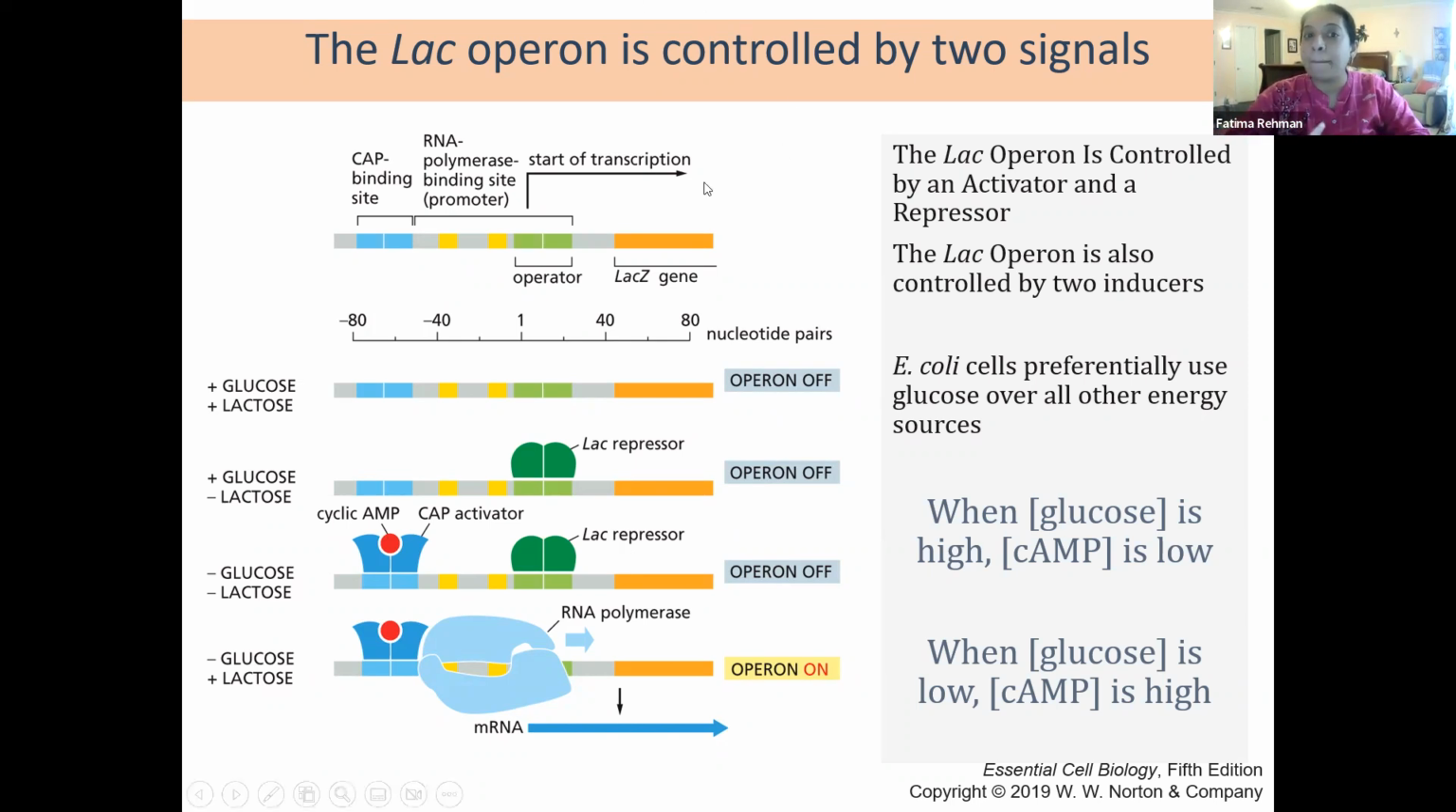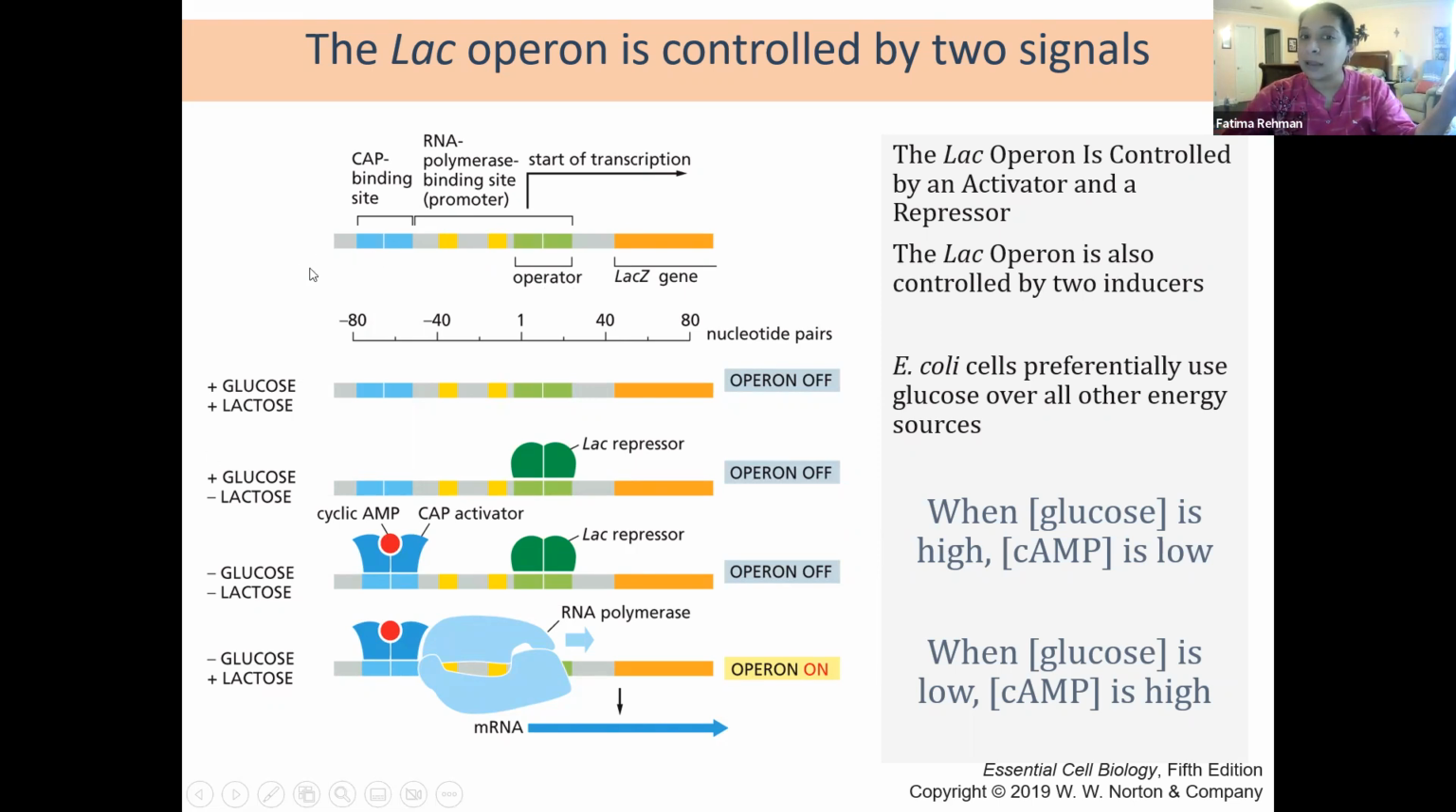It's activated by both. So when you look at the LAC-Z gene, here's your LAC-Z gene, you have the operator sequence, again, that's the start of transcription. And then you have the RNA polymerase binding site in the promoter region. This is your -10 and the -35. In this case, you see that the operator sequence is in front of the promoter region.